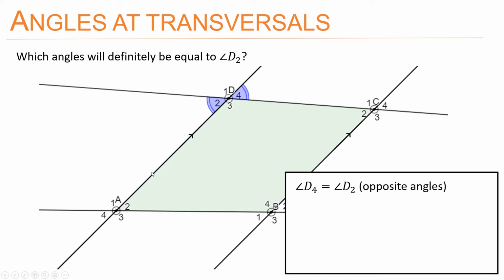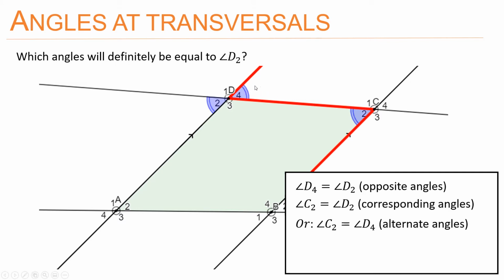We are allowed to use them with these two lines, because these two lines are actually parallel. And then when we use these two lines, we see a rotated F shape here. So C2 will be equal to D2. And we could, for the same result, also have used alternate angles, because we see a reflected Z shape here. So that also means that C2 will be equal to D4. And there's one more identical angle because C4 is opposite to C2, or corresponding to D4, and therefore also equal.